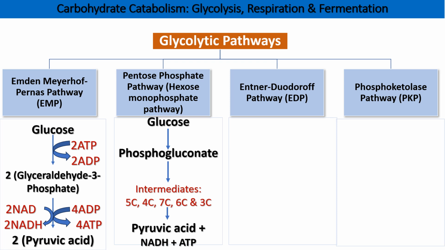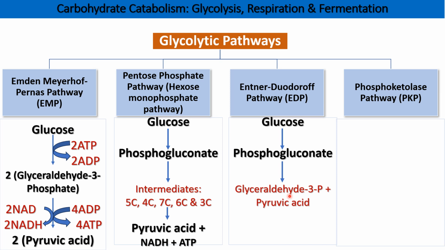join the normal Embden-Meyerhof-Parnas pathway. Now, the next, in the Entner-Doudoroff pathway, glucose is also converted into phosphogluconate and then to glyceraldehyde phosphate and pyruvic acid. And then finally, the glyceraldehyde phosphate is converted to pyruvic acid. That is to say, 2 molecules of pyruvic acid are produced together with NADH and ATP.